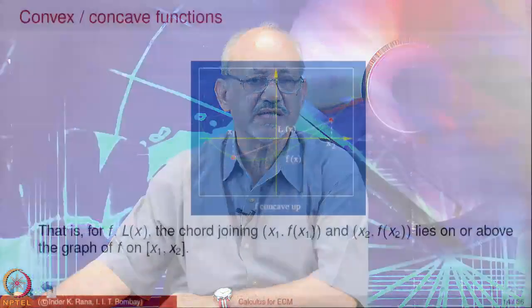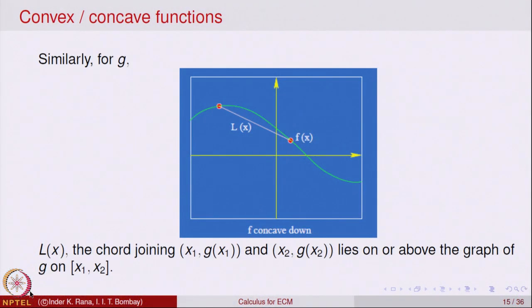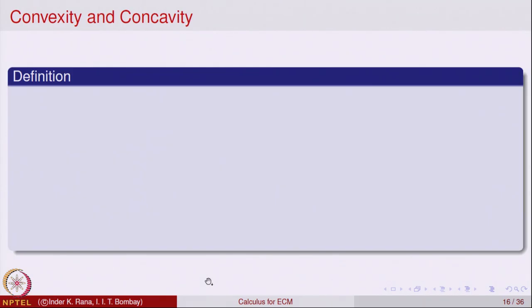So, the chord should stay above if it is to be bending towards the x axis, and the chord should stay below the graph of the function if it is to be bending away from the x axis. So, this we want to write mathematically.